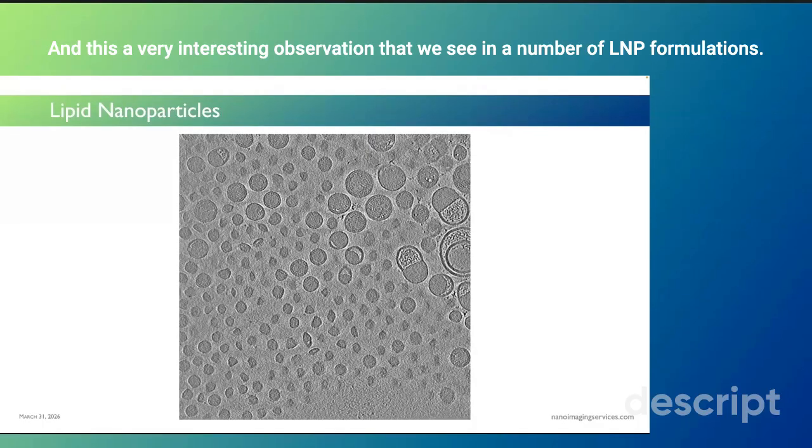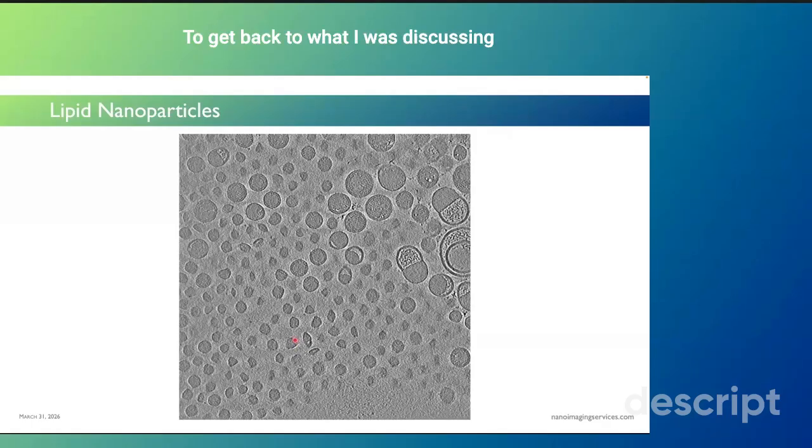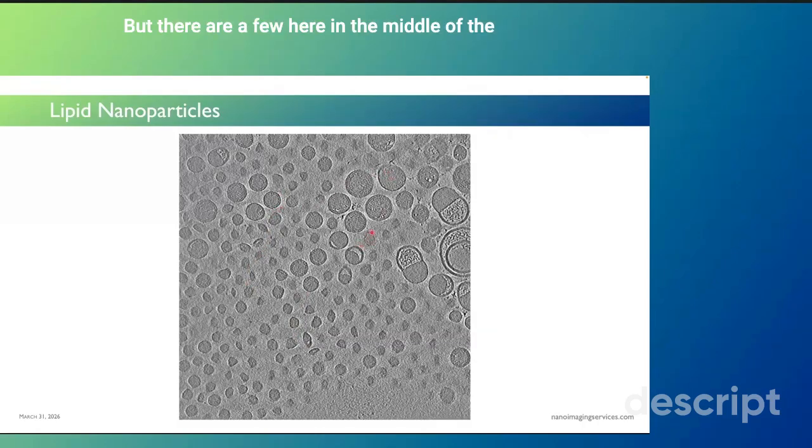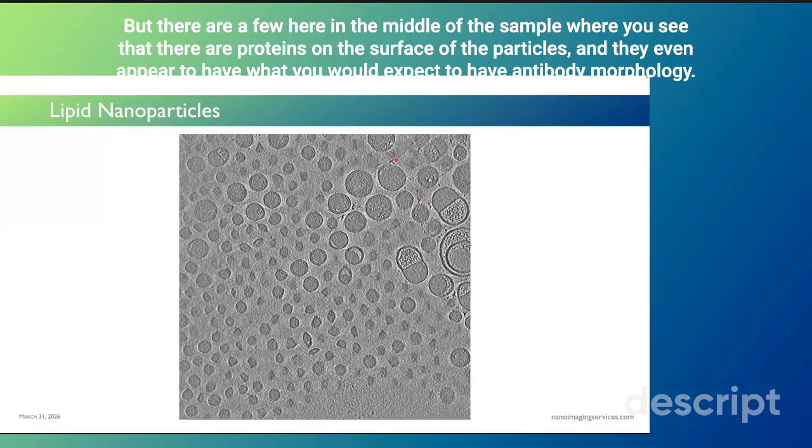It's also possible to see that a number of the particles have triangular morphologies, lentil-shaped morphologies. They're not all round spherical particles. But to get back to what I was discussing before, most of these particles appear to have no protein on the surface, but there are a few here in the middle of this sample where you see that there are proteins on the surface of the particles, and they even appear to have what you would expect to have antibody morphology.